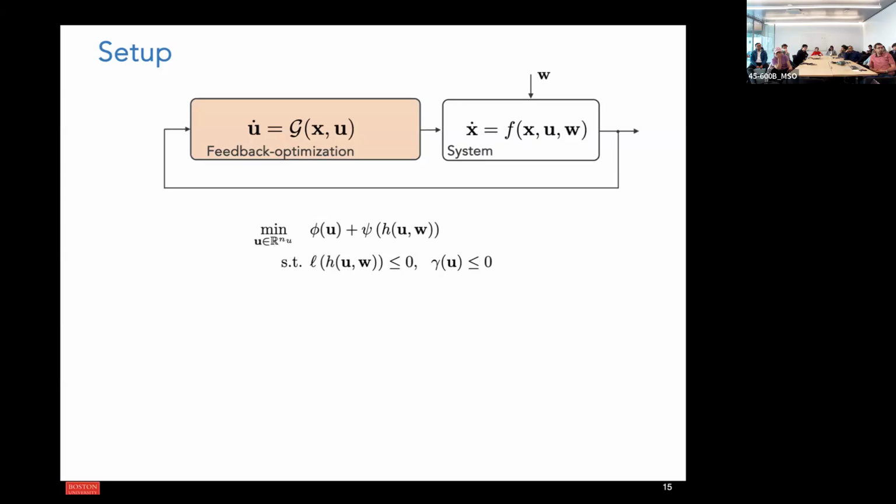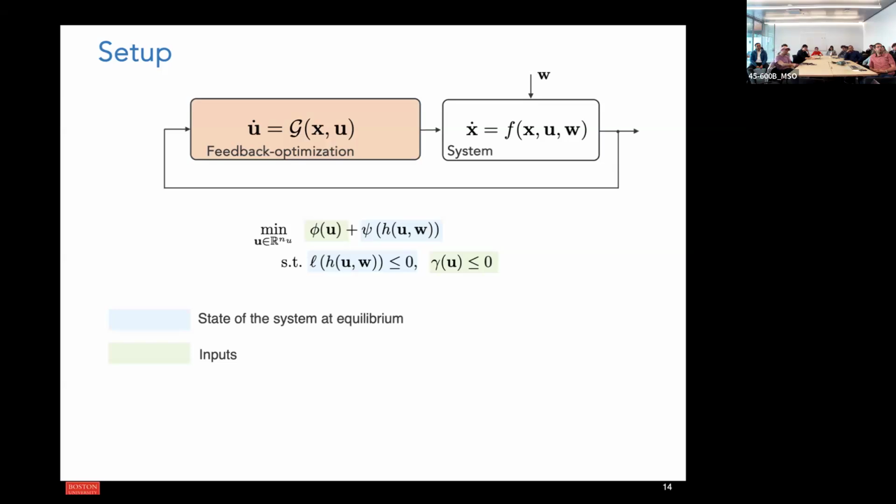Now, going to this particular block here, what I want to do is to again formalize this target optimization problem that I would like to ideally solve had I had access to W and infinite computational resources. In this problem, we're considering costs associated with the inputs, and I'm also considering costs associated with the state of the system.